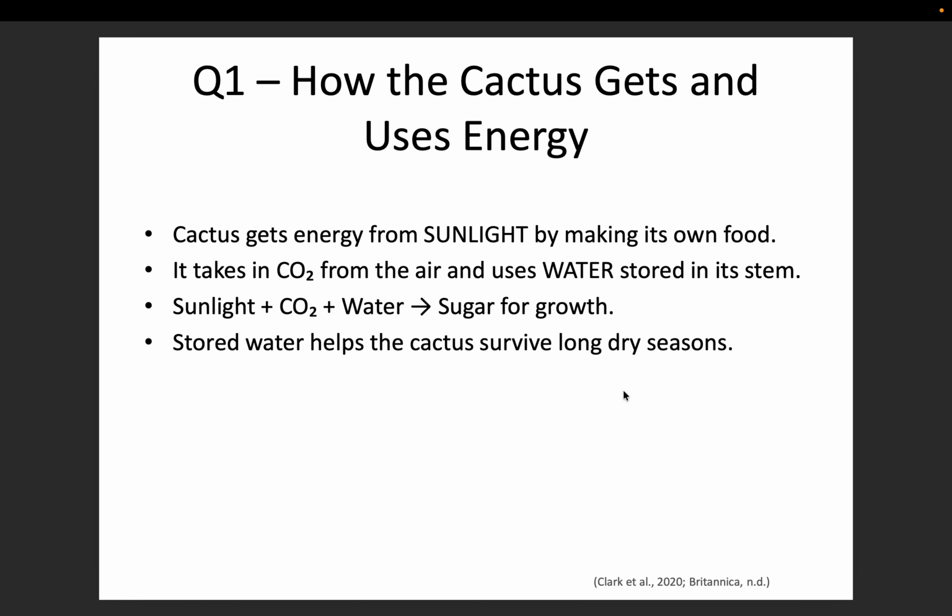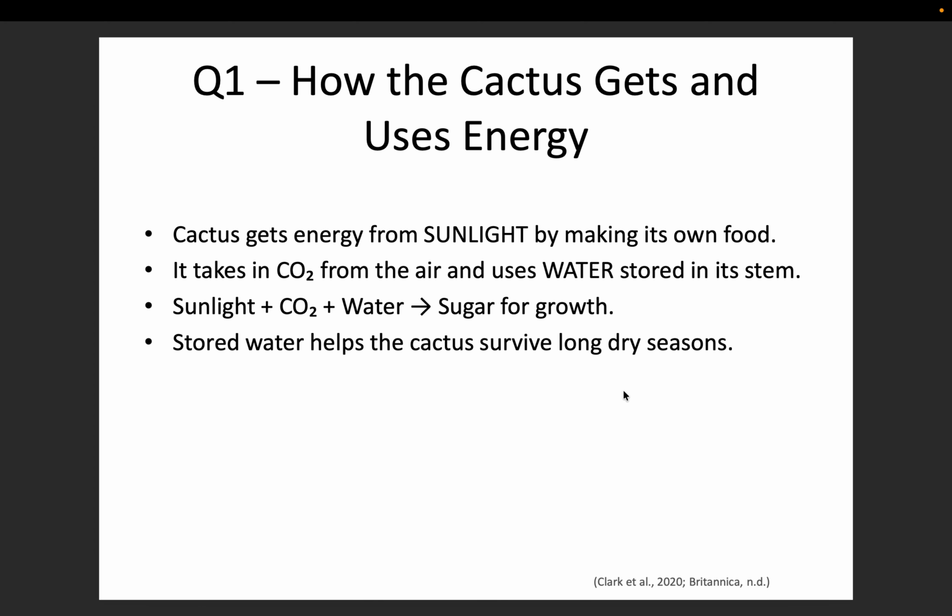It takes in carbon dioxide from the air and it uses water that it stored inside its stem. Then, using sunlight, it combines these three things: sunlight, carbon dioxide and water, to make sugar. The sugar is the cactus's food. Think of it like this: sunlight plus carbon dioxide plus water equals sugar for growth.